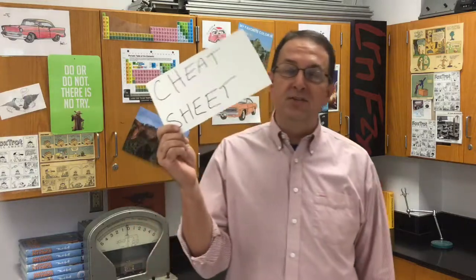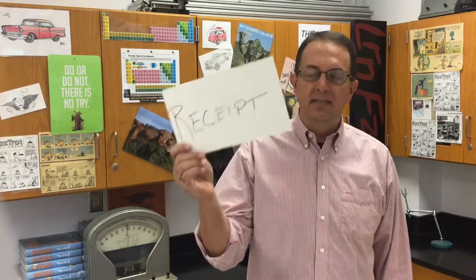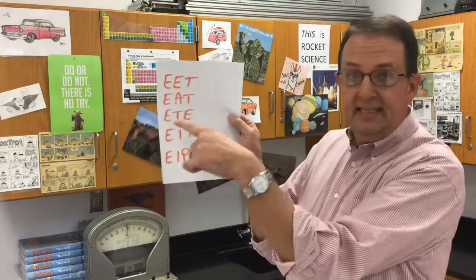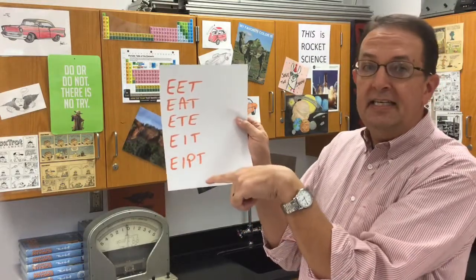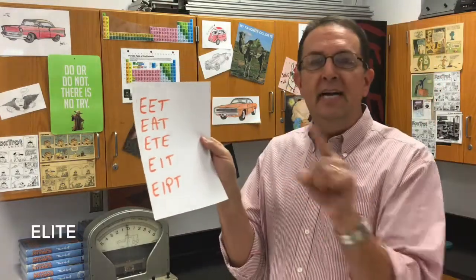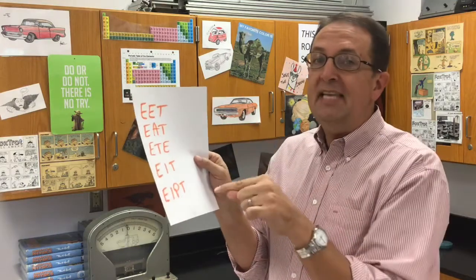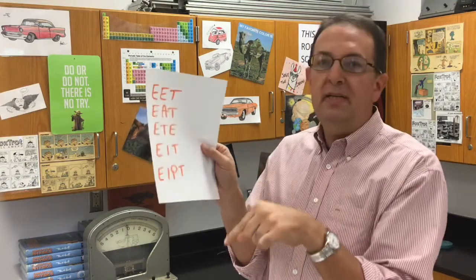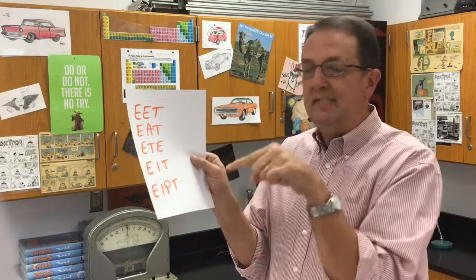And then what you really want in your physics class is a cheat sheet. That would be deceit. And when you go to a restaurant, you want a receipt, which means that in English we have EET, EAT, ETE, EIT, and EIPT. Elite, ITE, same sound, but totally different spelling. 1, 2, 3, 4, 5, and 6.